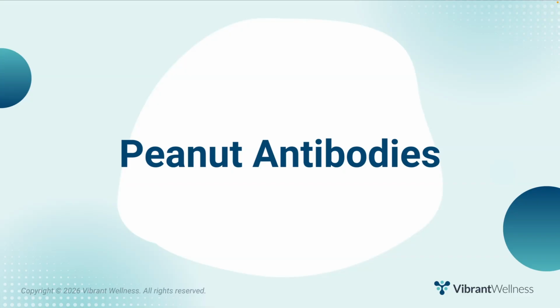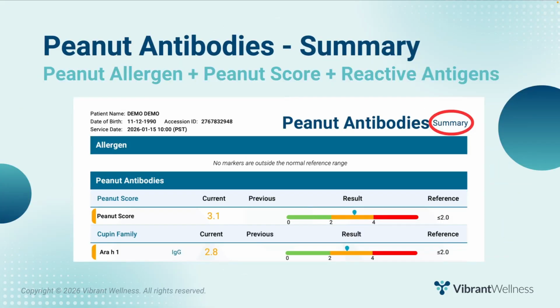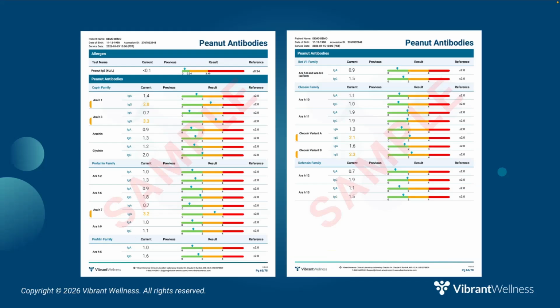Next up is peanut antibodies. The peanut antibody summary includes the IgE allergen section, peanut score, and then lists all markers that are out of range, like ARAH1 IgG, which is moderately elevated at 2.8 when in control is less than 2. The peanut antibodies ends with the level of all markers, including peanut IgE, Hupin family antigens, Prolimin family antigens, Profilin family antigens, BETV1 family antigens, Oleacin family antigens, and Defensin family antigens.